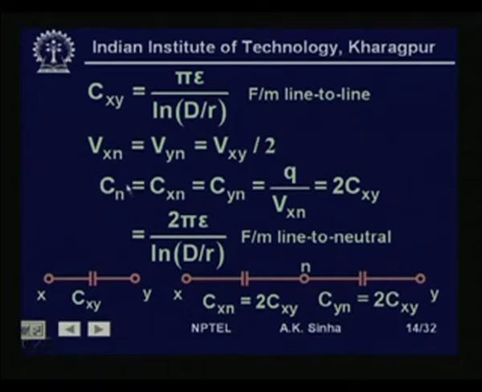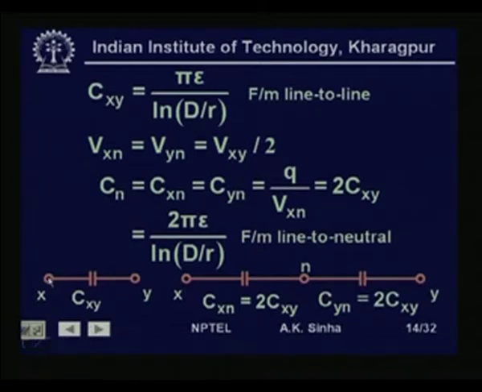Therefore, we can find out the capacitance to the neutral or capacitance to ground as Cn, which will be equal to Cxn and which will be again equal to Cyn, that is capacitance to ground for conductor X will be same as capacitance to ground for conductor Y, and this will be equal to q by Vxn, which is equal to 2 times Cxy.